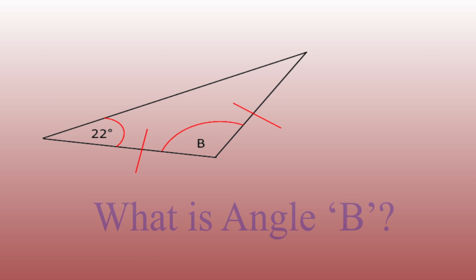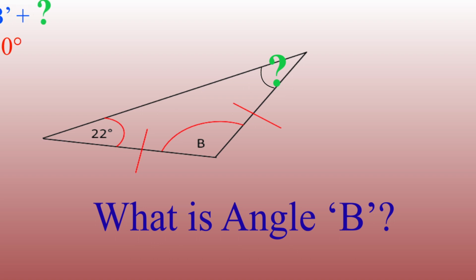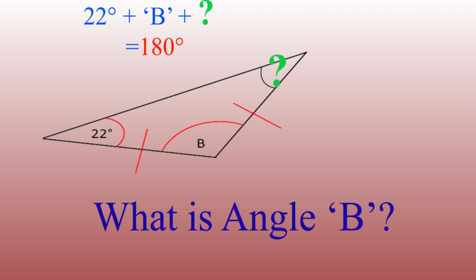Let's try our next question. Can you guess the angle B? What's the angle B? Well, something we always need to remember is that all three angles in a triangle add up to 180 degrees. So we can actually write this down when we get a problem like this. We could write this particular triangle down as 22 plus B plus the unmarked angle equals 180 degrees.